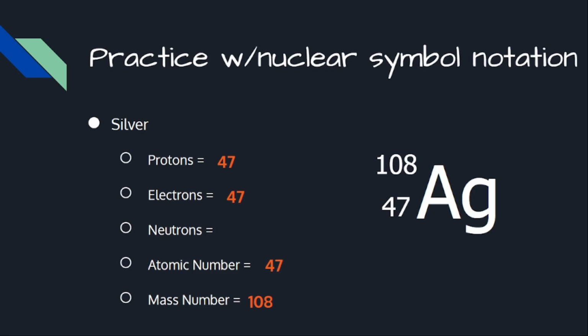How do we find the number of neutrons? Well, if our total mass is 108, the number of protons is 47. We subtract those, and that gives us a number of 61 neutrons.